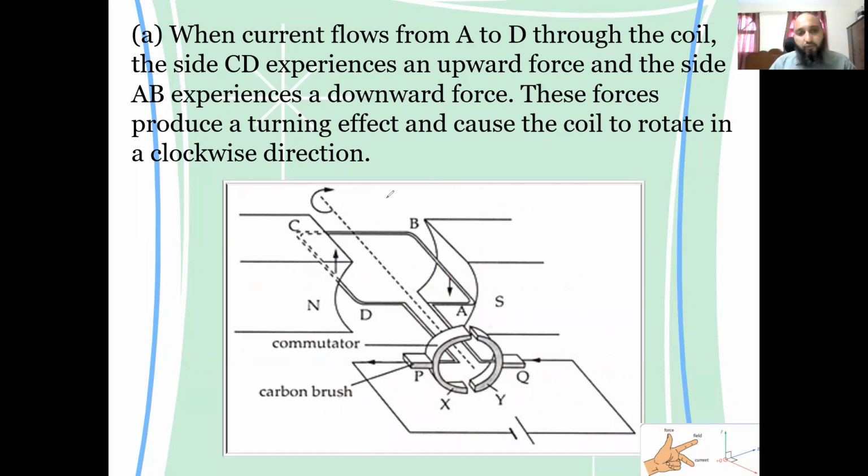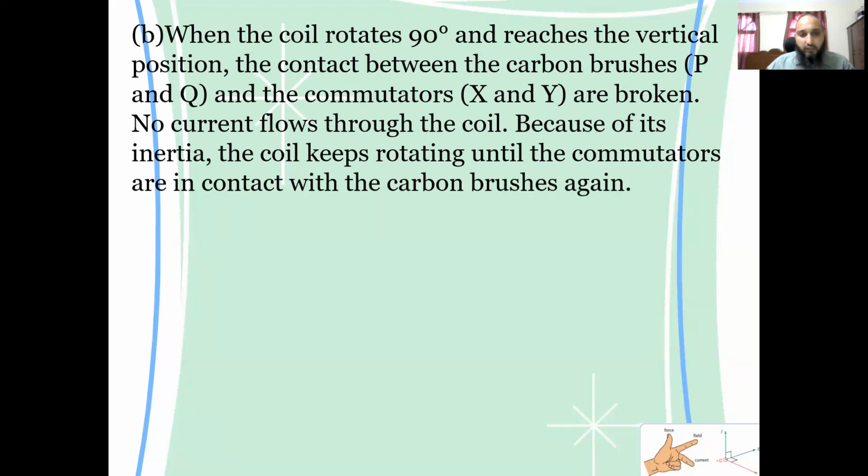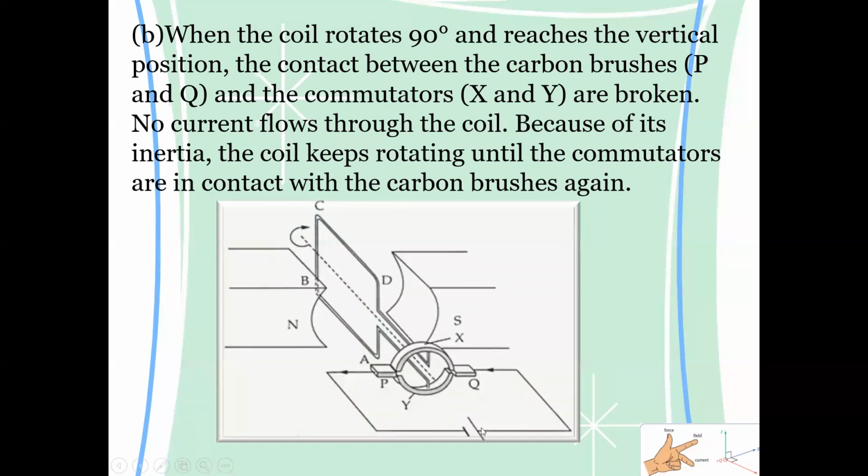So it will start to rotate in a clockwise direction. When the coil is exactly vertical, there is no more current passing, as you can see. Now the coil is vertical. As it is vertical, there is no current passing through. So if there is no current passing through, it will not experience the force, but it will not stop rotating. Why does it not stop rotating?